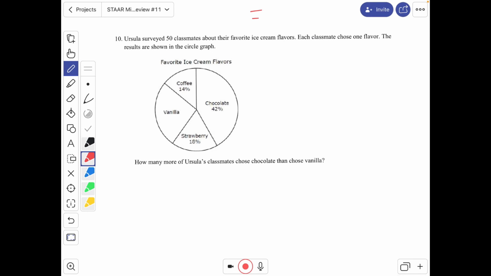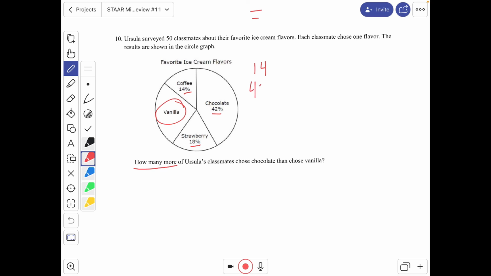Ursula surveyed 50 classmates about their favorite ice cream flavors. Each classmate chose one flavor. The results are shown in the circle graph. How many more of Ursula's classmates chose chocolate than vanilla? Well, I don't see a number for vanilla, but I know that percents are supposed to add up to be 100. So if I add all of those and then subtract from 100, I can figure out what vanilla is.